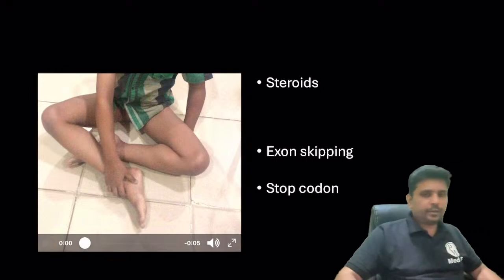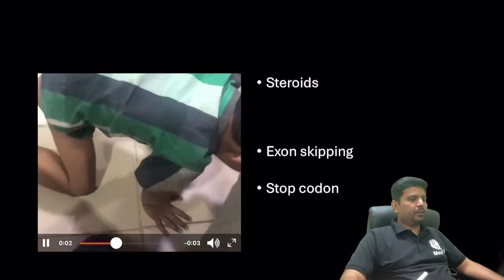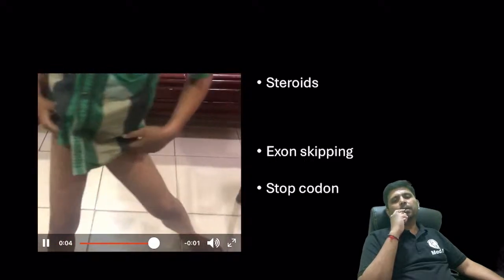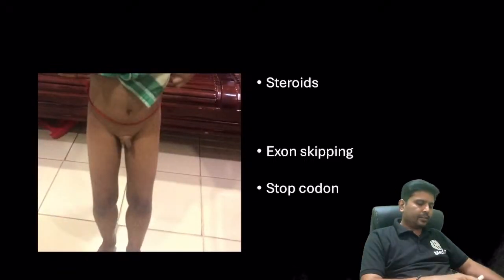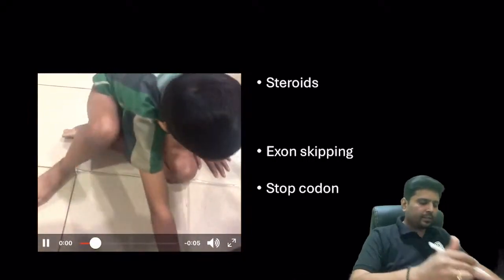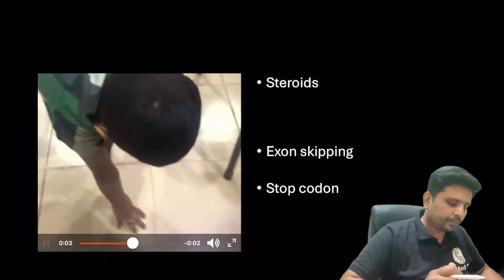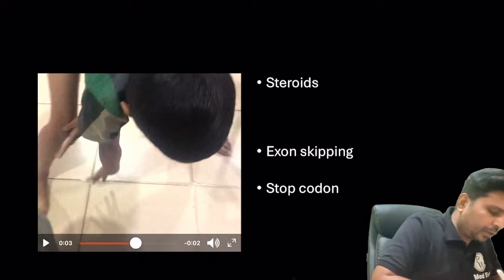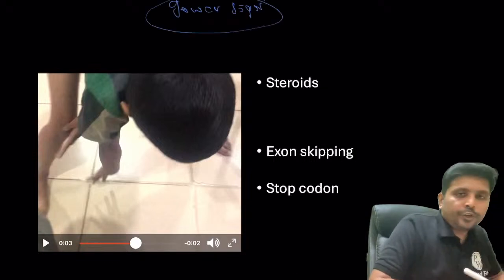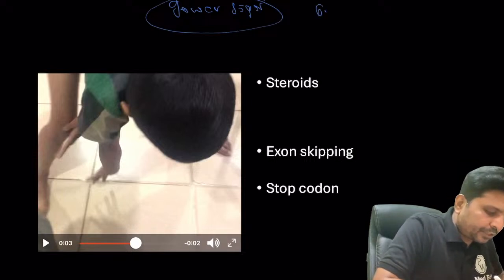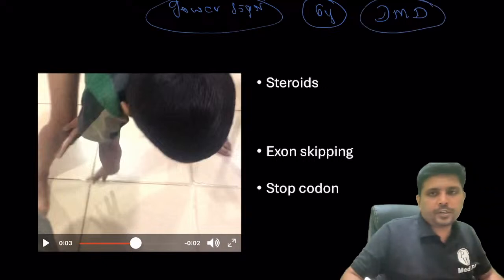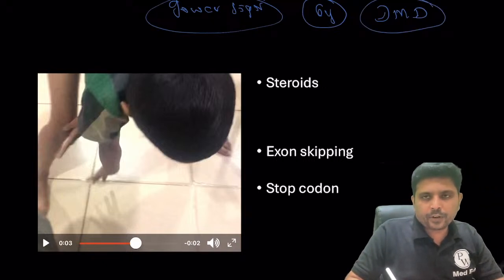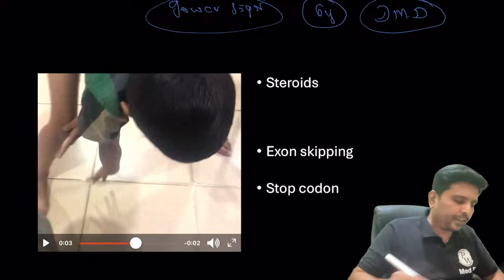What is this question? Look at this child. What is he suffering from? This is called Gower sign. Usually established at 6 years. A boy with Gower sign is suggestive of Duchenne muscular dystrophy.